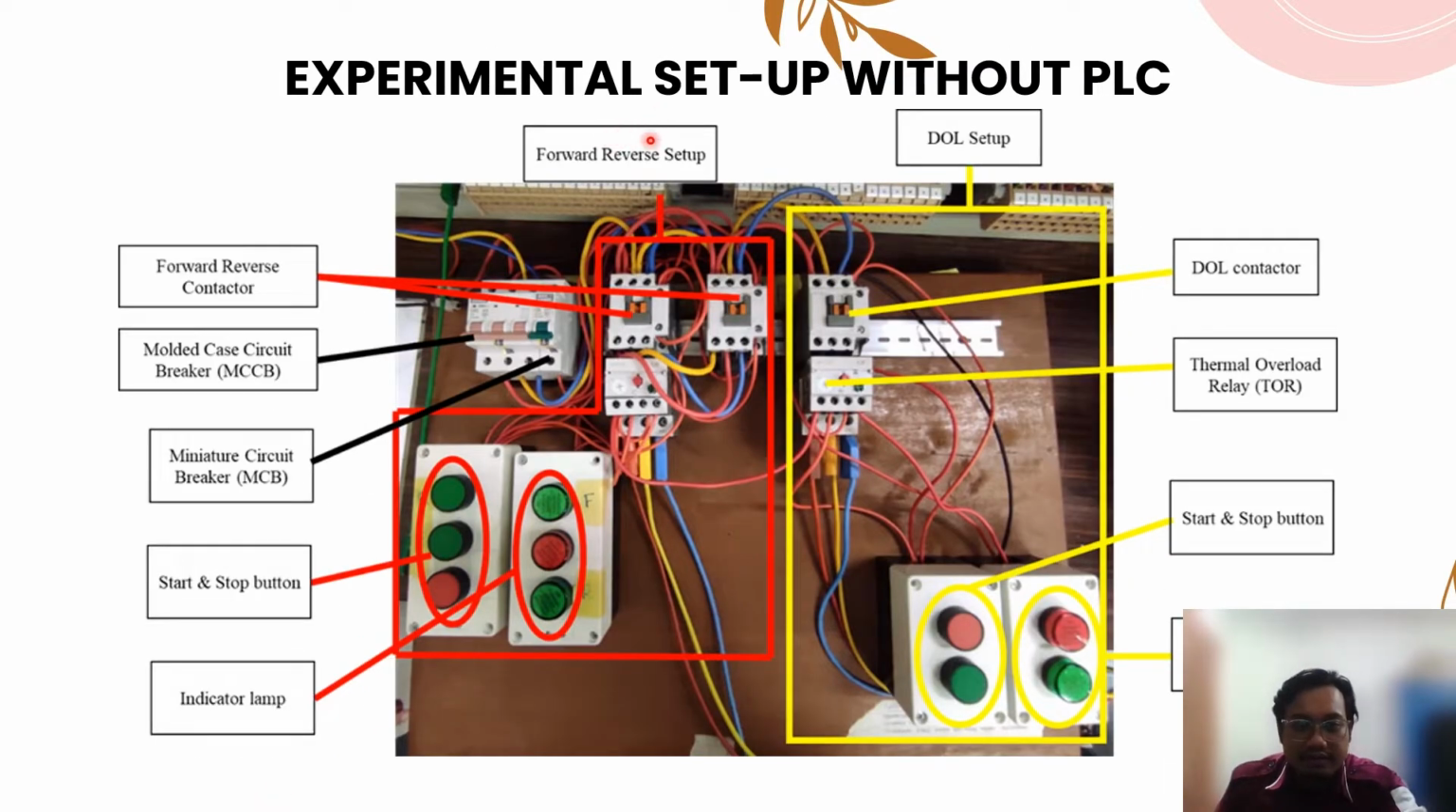Okay, this is the experimental setup without PLC. The components that we need to control the DOL and forward reverse starter are MCCB and MCB. For DOL setup, we need one contactor, one thermal overload relay, one start button, one stop button, and two indicator lights. For forward reverse setup, we have two contactors, one for forward contactor and another one for reverse contactor. And then we have one thermal overload relay.